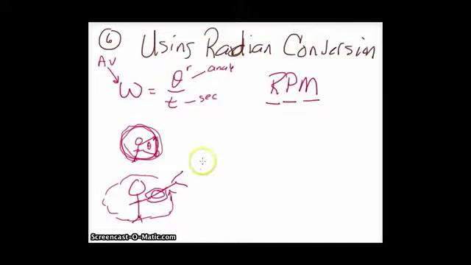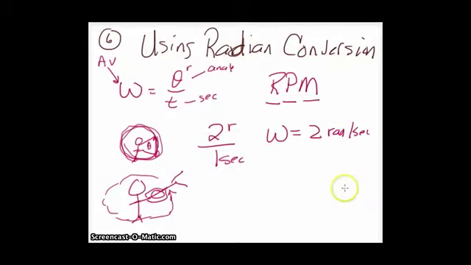Now, let me ask you a question. If something's going 2 radians for every 1 second, what is the angular velocity? Angular velocity is just 2 over 1, or 2 radians per second. That makes sense?